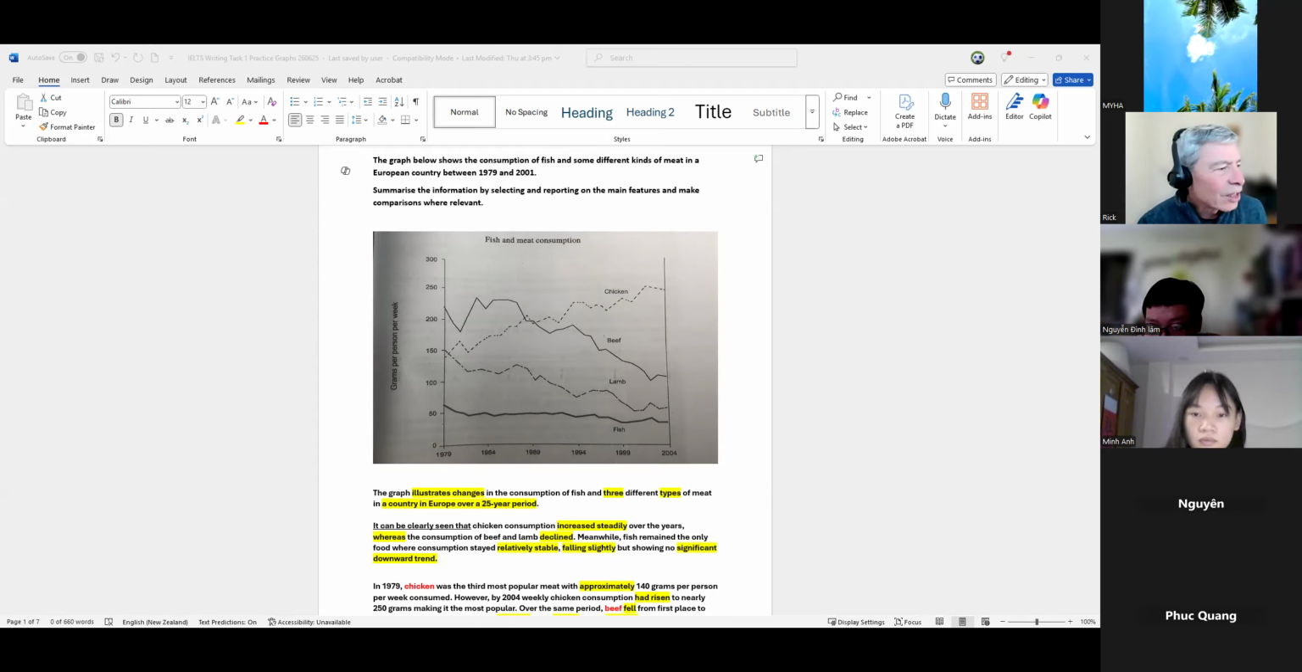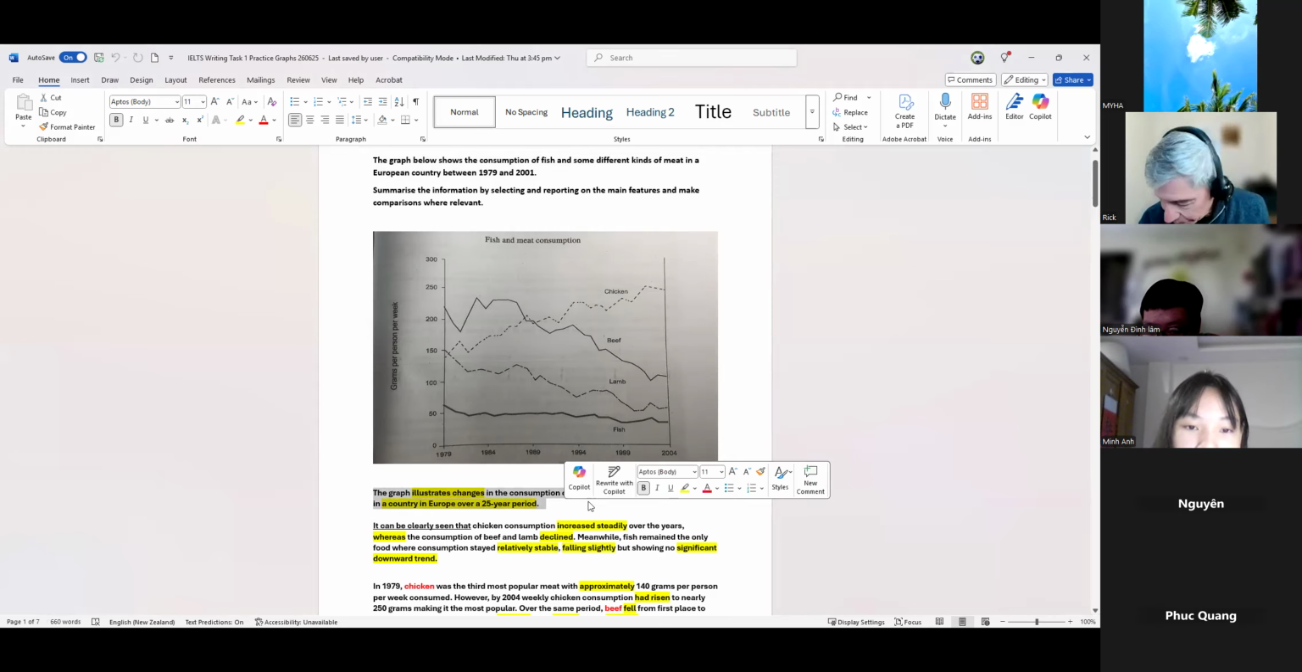Okay, so everyone, the first sentence, this one here, which I'm going to highlight, is called the prompt. This is what you paraphrase. So your first paragraph of any task 1 answer, also task 2, by the way, but we'll look at that next time, you always paraphrase the prompt. All right, so here is the prompt.